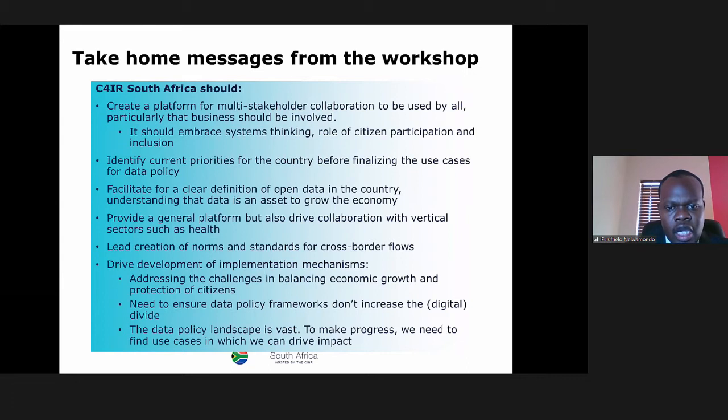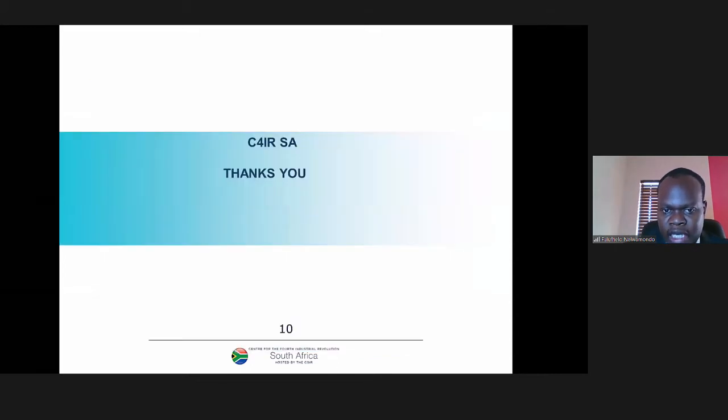So in short, we realize that we also need to work on the implementation mechanisms that will address the challenges in balancing the economic growth and the protection of citizen information. The need to ensure data policy framework that won't just increase the digital divide. And lastly, to ensure that there's a data policy landscape that is aligned with the use cases that can drive impact. So in short, Program Director, with the time that I'm given, I will pause here and I will engage with the questions at the later stage.